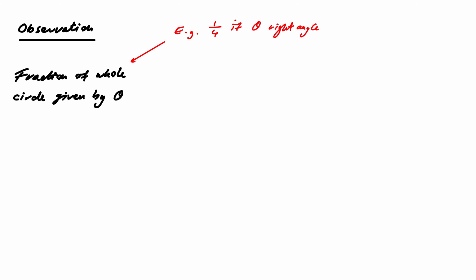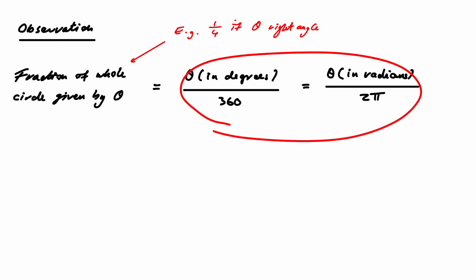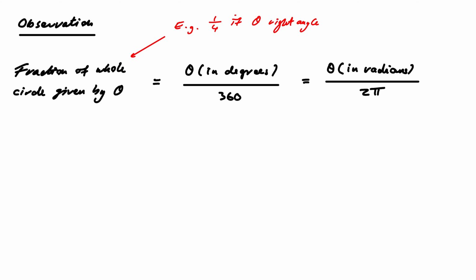Well, in degrees, what would it be? Well, it would be the number of degrees divided by a full circle. So it would be theta in degrees divided by 360. And if it was in radians, it would be theta in radians, whatever that number is, divided by a full circle. Well, that's 2 pi, isn't it? Because the circumference of a unit circle is 2 pi. So what does that mean? Well, I can take this and I could solve it for theta in degrees or theta in radians, which is going to give me a way of converting between degrees and radians, which is important. So, conclusion.